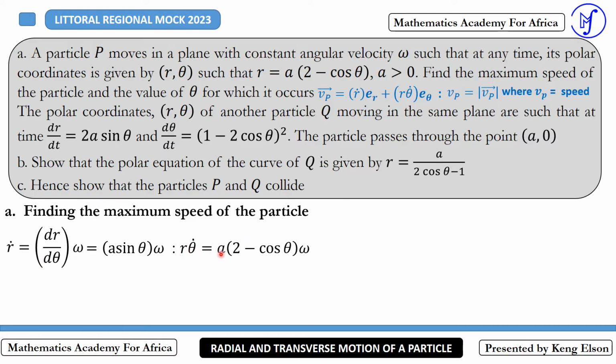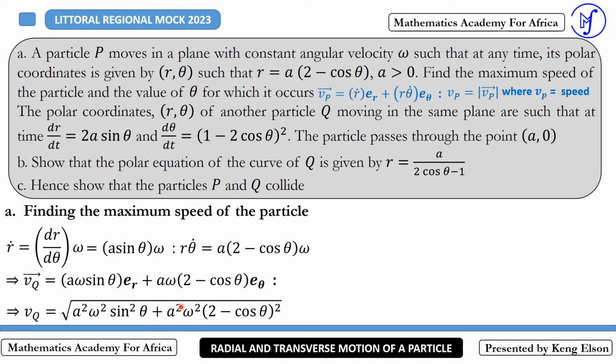r theta dot, which is a into 2 minus cos theta, and our theta dot is omega. Remember, we don't just choose to use omega. We are using omega because it was given in the equation that the angular velocity is omega. Okay, so now we need to get the velocity, which is the velocity of P, not Q. The velocity of P becomes a omega sine theta times the unit vector in that direction plus the transverse component times the unit vector in that direction.